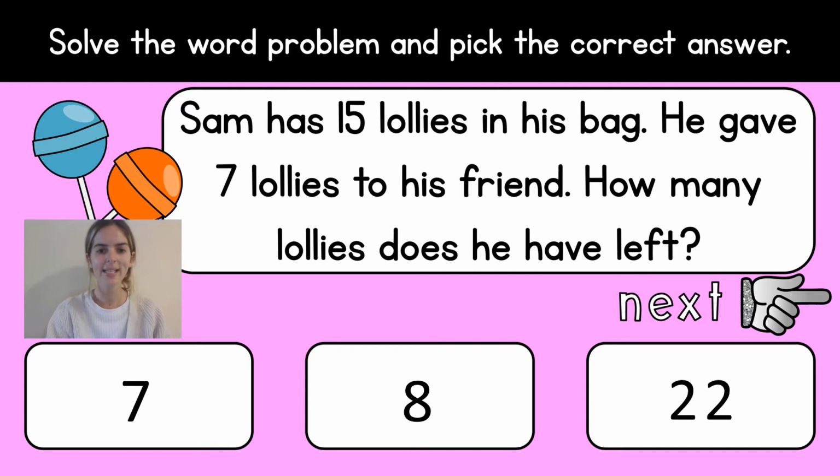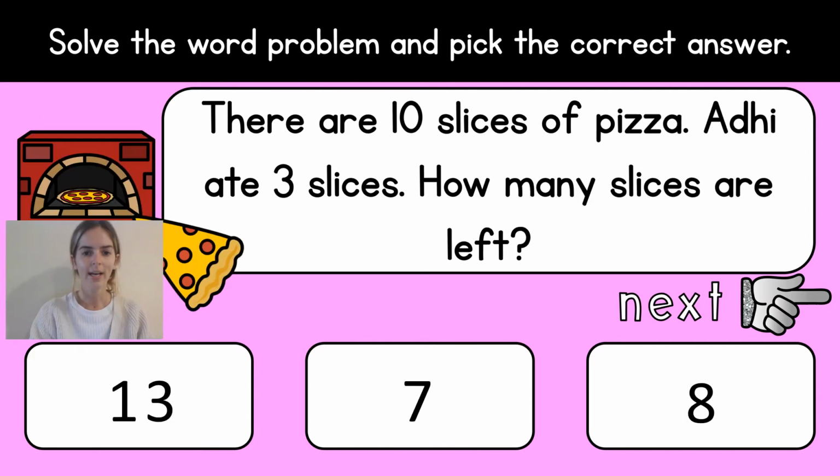Great job. So our answer here for our problem of Sam has 15 lollies in his bag and he gave 7 lollies to his friend, how many lollies does he have left? There are 8. Great job, everyone. Okay, let's look at another one.